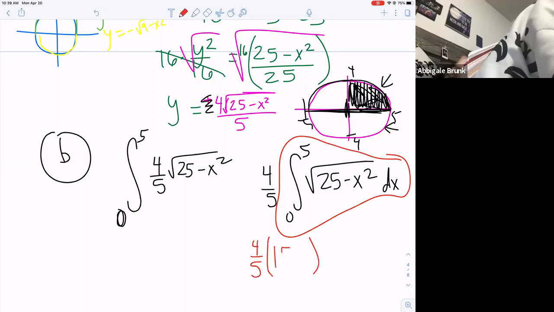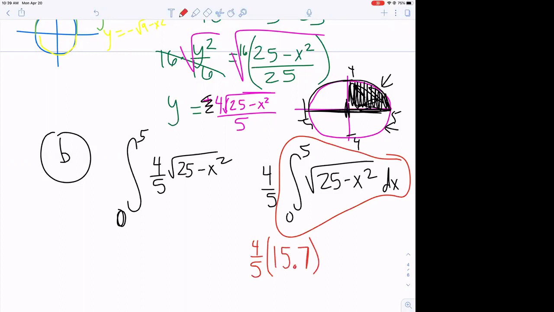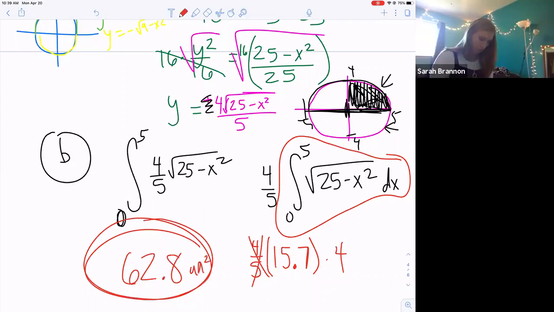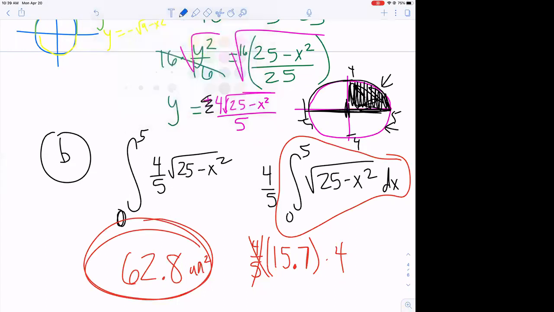15.7. Nice. That's including the 4/5, so you don't need to. Oh, excellent. And then just take that times 4. So 62.8. Yep. Did I do that mental math right? Yep. Sweet. I want to say that this is a trig inverse one that you'll cover in Calc 2. You'll learn how to go backwards from that. I think I helped Will with one of those this year, but we don't need to do that by hand.